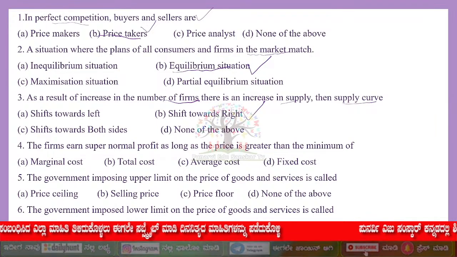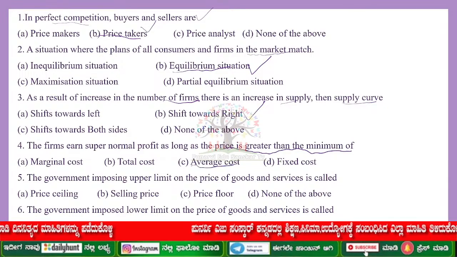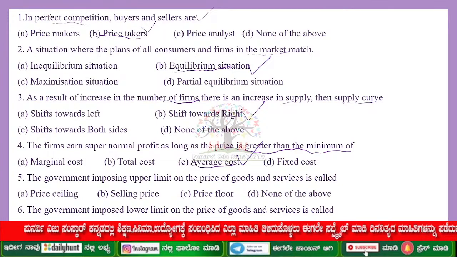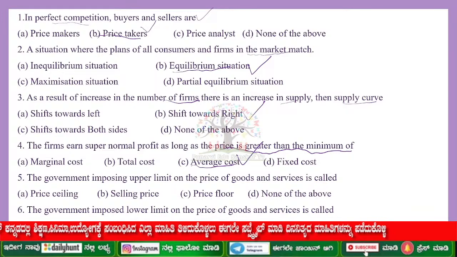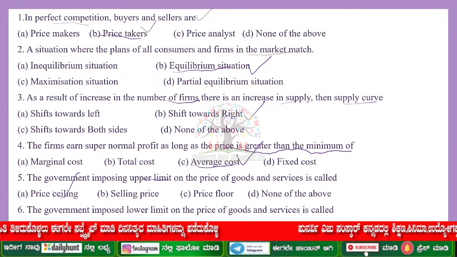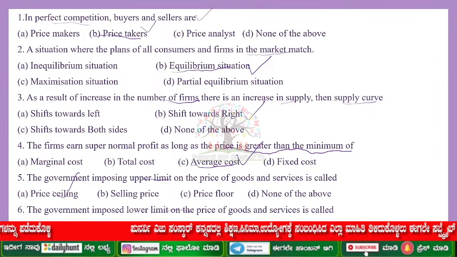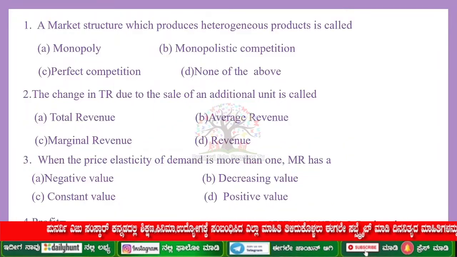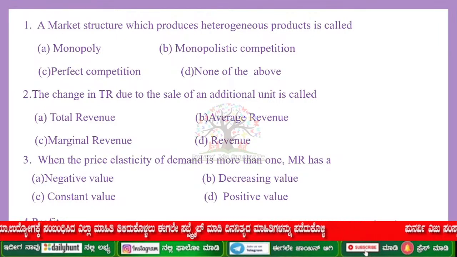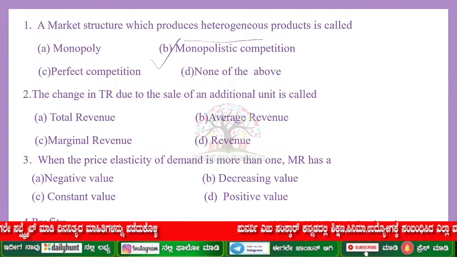Firms earn supernormal profit as long as price is greater than the minimum of average cost. Government imposing an upper limit on the prices of goods and services, upper limit, so it is price ceiling. Government imposed lower limit on the prices of goods and services, lower limit, so that is price floor. A market structure which produces differentiated products is monopolistic competition.